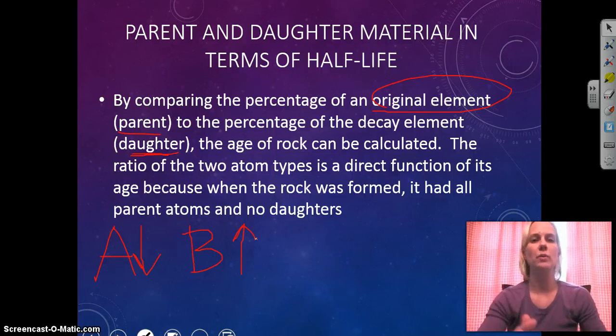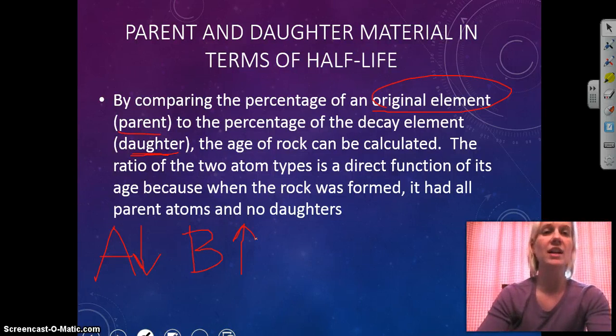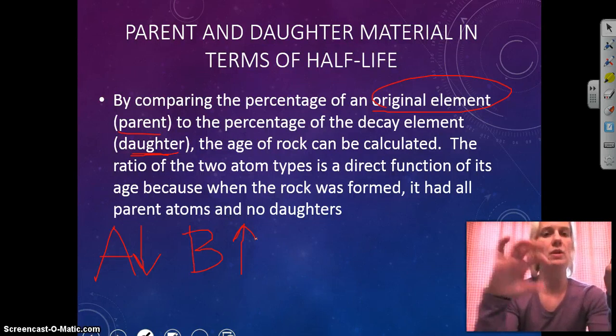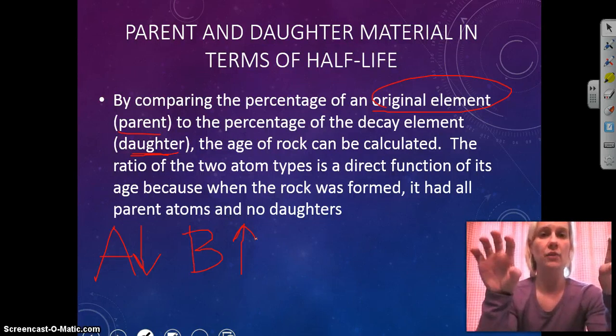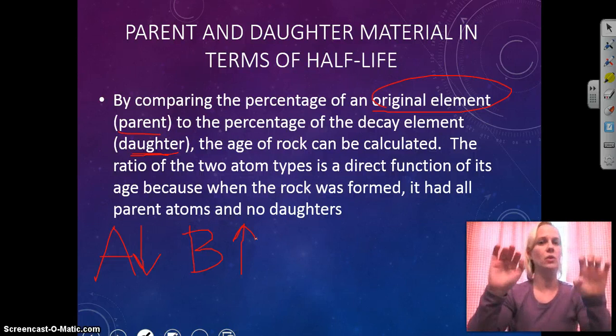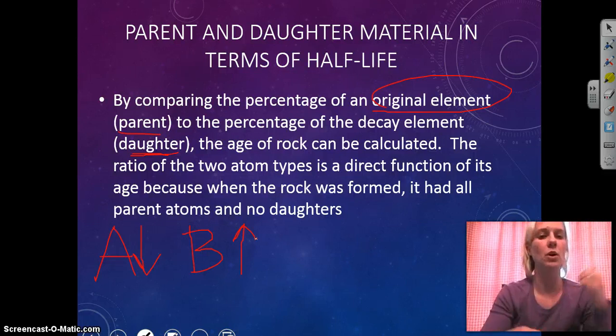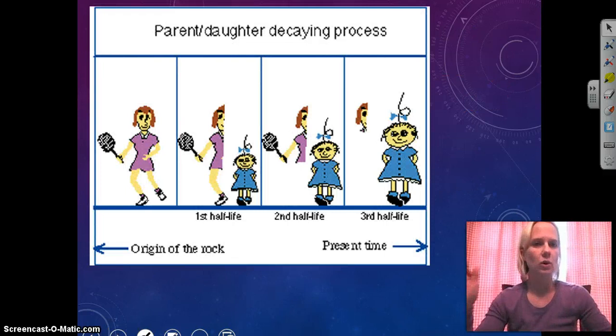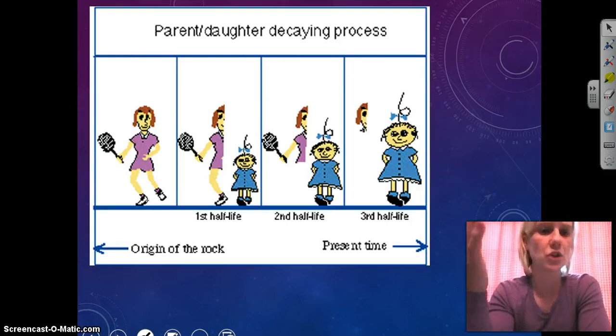So if I have a parent element of 100%, and I divide that, and I go through a half-life, I'm at 50%, which means my daughter is now at 50%. Do you see what I'm saying? As the parent is going down percentage-wise, the daughter is going to be going up percentage-wise. This is a way to look at it, trying to give you a visual.